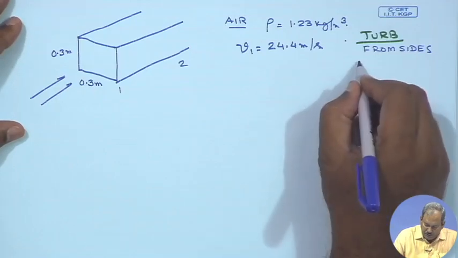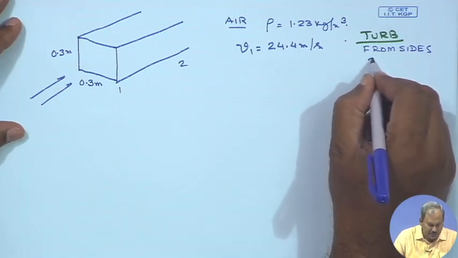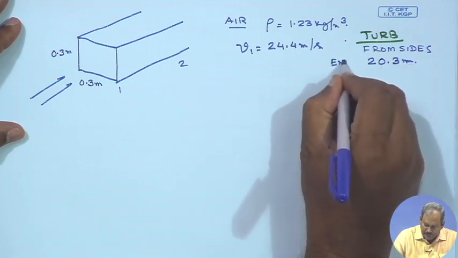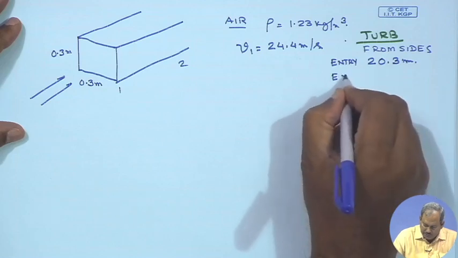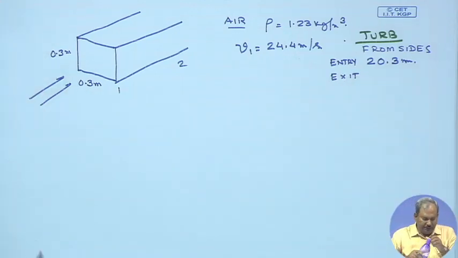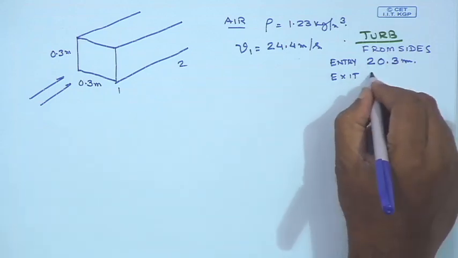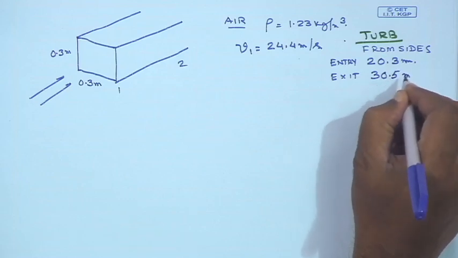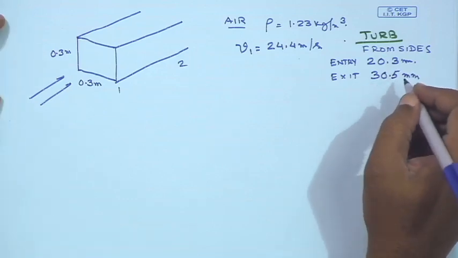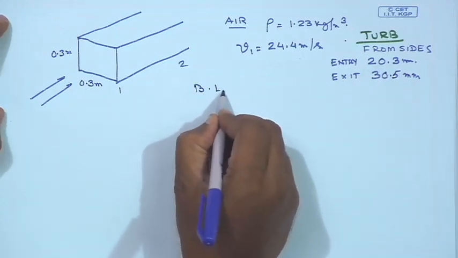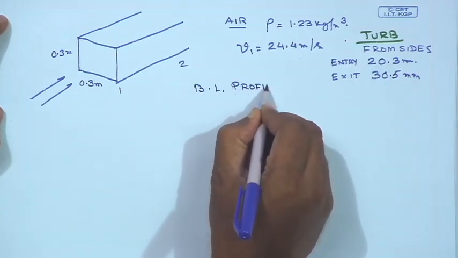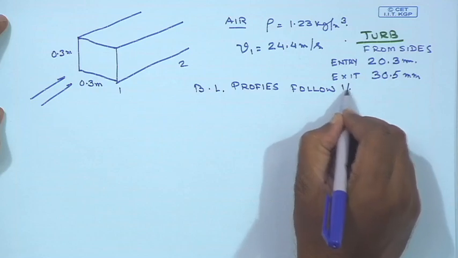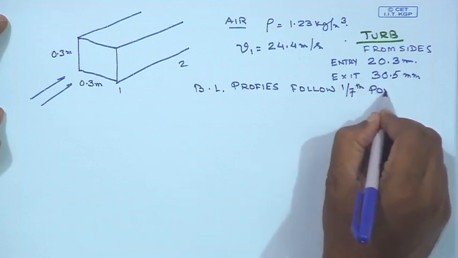So, at the beginning at 1, at entry, the thickness is equal to 20.3 millimeter, and at exit this thickness is equal to 30.5 millimeter. Okay. The boundary layer profiles follow 1/7 power law.